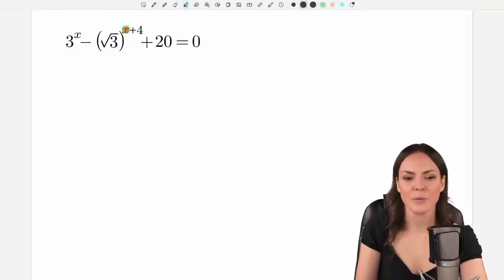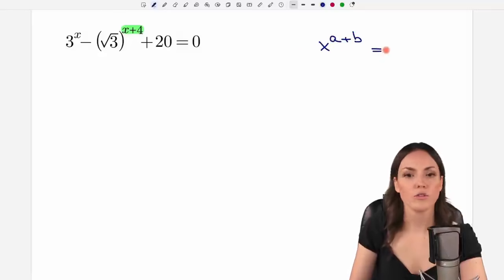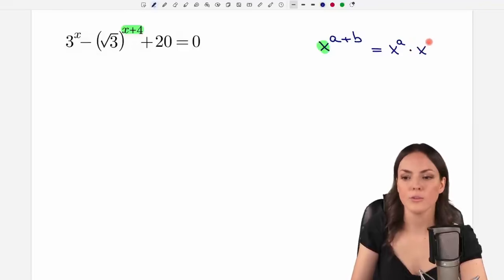For example, here we have this sum in the exponent. We could write this in a different way. So every time you have a sum in the exponent, so something like x to the power of a plus b, then there is a rule that you can write it as 2 separate powers. So you take your base, the x, and raise it to the power of the first part of the sum, so to the power of a, and then you multiply it by the base again, and then you raise it to the power of the second part of the sum, to b.